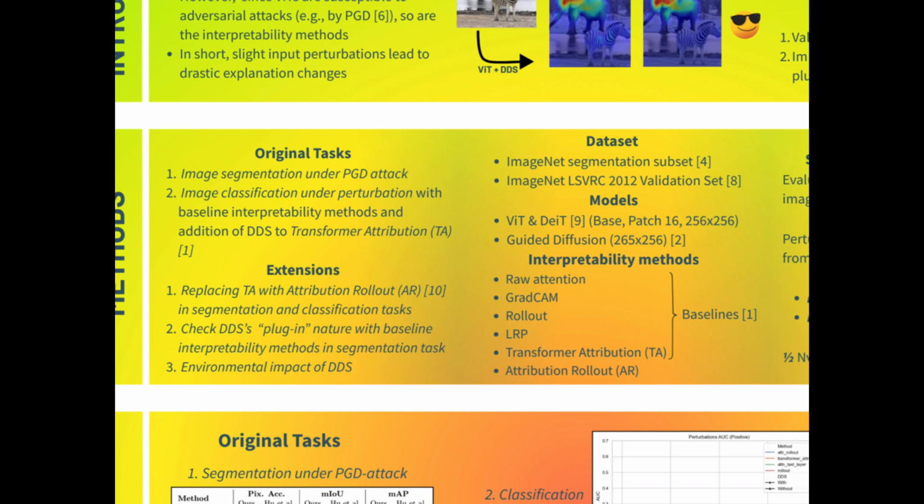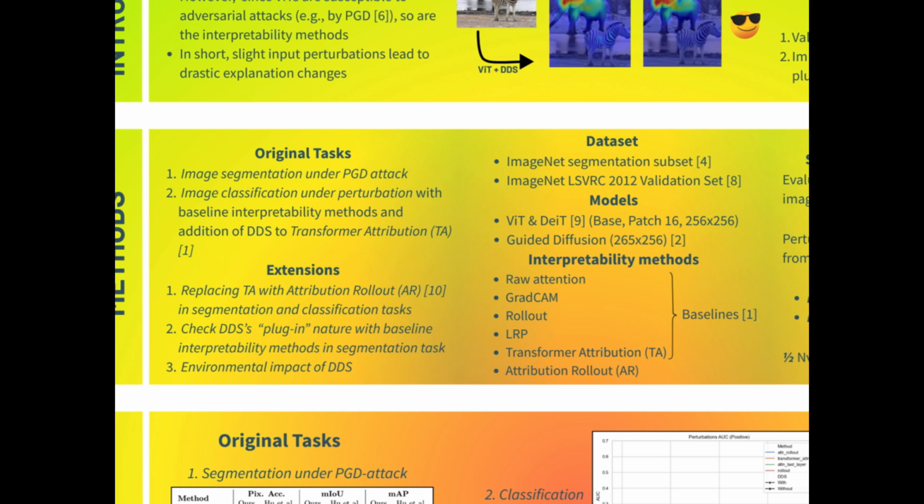Although the exact values that we reproduce are not exact, the general trends still prevail, namely TA as well as TA with DDS have the highest metrics across the board. A similar story can be said for classification under perturbation. This can be applied for both positive and negative perturbation, where either the most or least relevant pixels are masked out first. Here we can also see a hint of our first extension, namely attribution rollout combined with DDS improves over all other methods. Now onto our extensions, which are mostly consisting of the segmentation task.